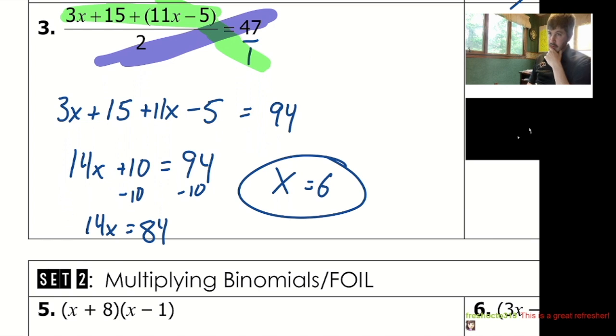Good. I'm glad you think this is a good refresher. That makes me happy. Because like I said, we're going to see all this kind of algebra skills in circles. I know we're not doing any geometry right now. We're just kind of reviewing something.